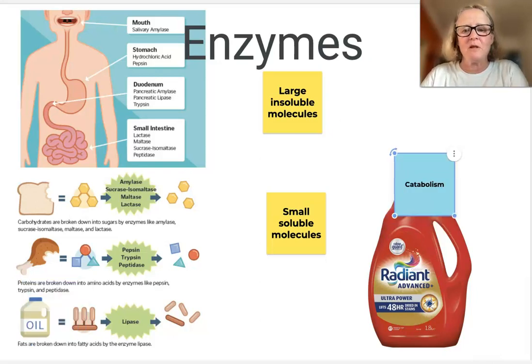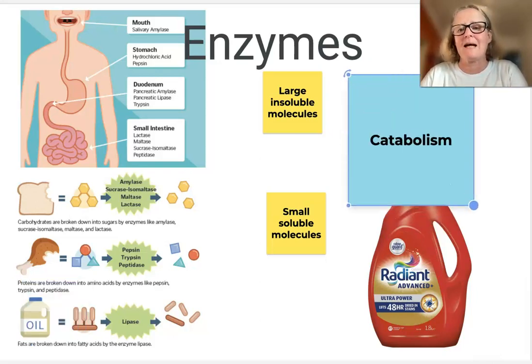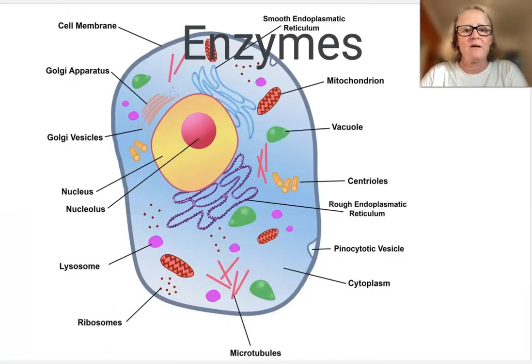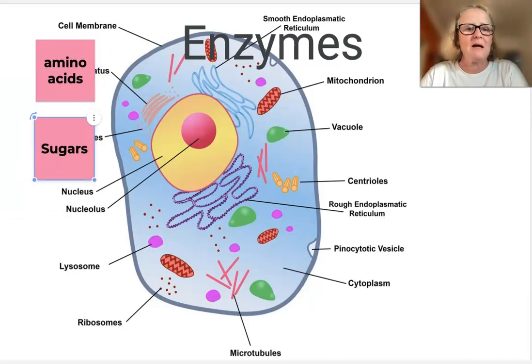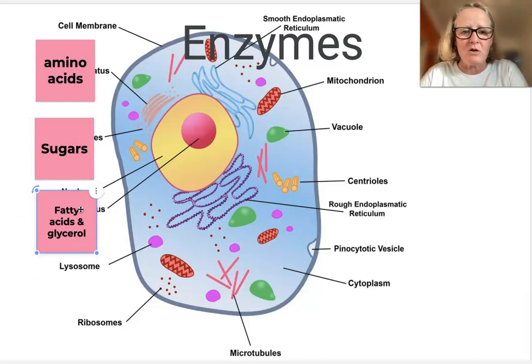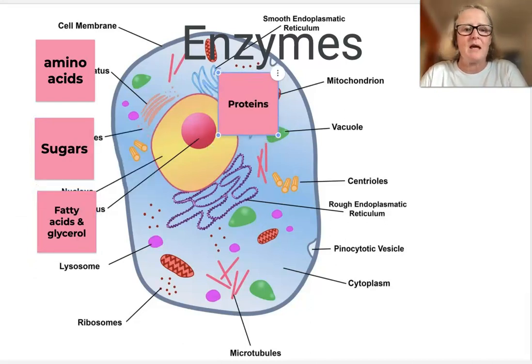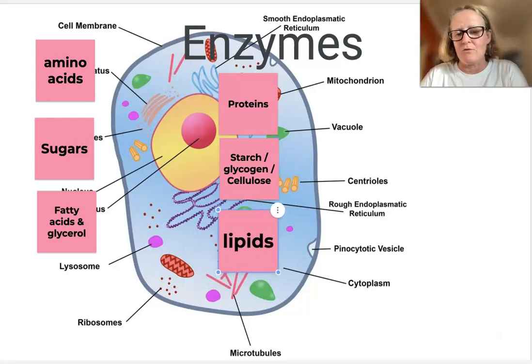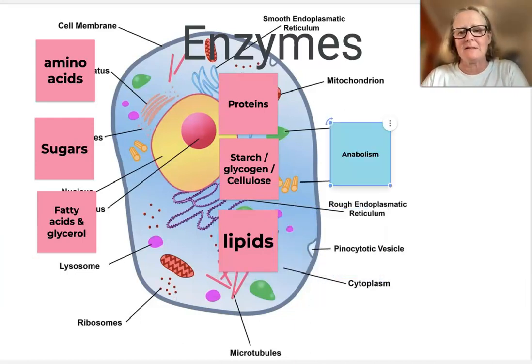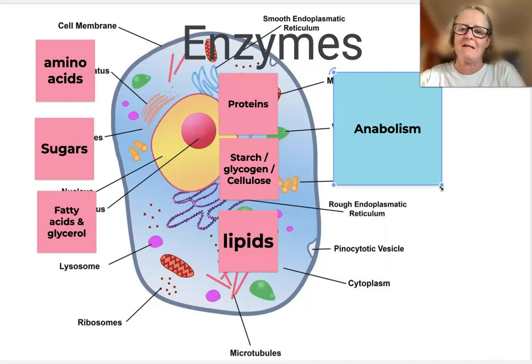And this type of conversion from large to small when you're breaking things down is called a catabolic reaction or catabolism. And we will be dealing with catabolism, breaking things down, but we will also be dealing with anabolism. So anabolism is when a cell, like this one that you're familiar with, takes all those products of digestion, so amino acids, sugars, fatty acids and glycerol, and turns them into big molecules again, so proteins, big carbohydrates like starch, glycogen, cellulose, and lipids or fats. And when you build up molecules, that is anabolism. So you've probably heard of anabolic steroids, building things up.